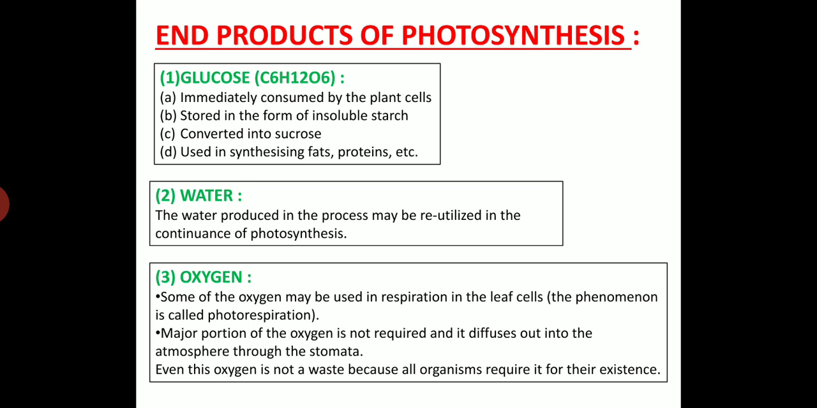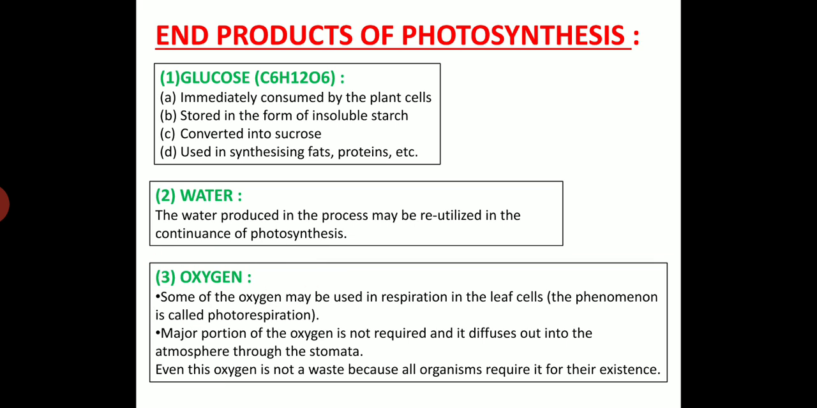Along with glucose, we know that water is also formed as an end product of photosynthesis. This water which is produced in this process will be reutilized. Reutilized means it will be used again by the plants for the continuation of photosynthesis. To continue photosynthesis, plants will require more and more energy. So the water produced by this process will again be utilized by the plants. Clear? And the last end product is obviously the most important, that is oxygen.